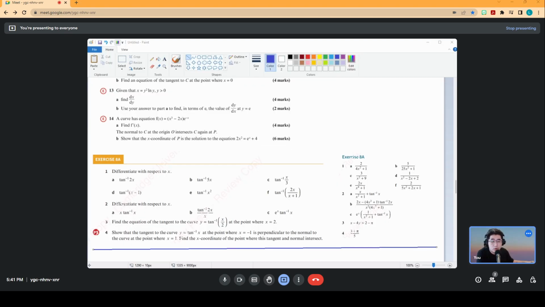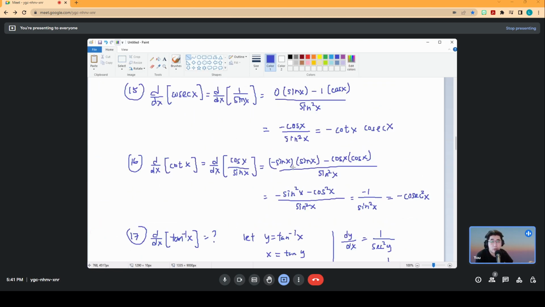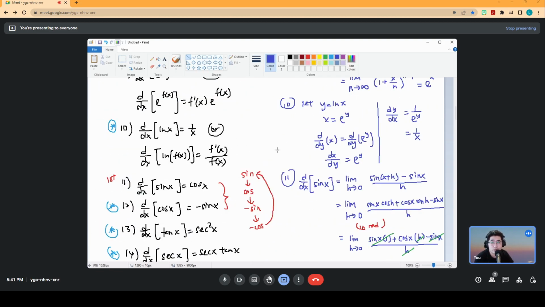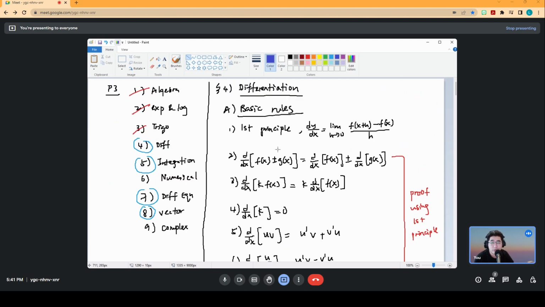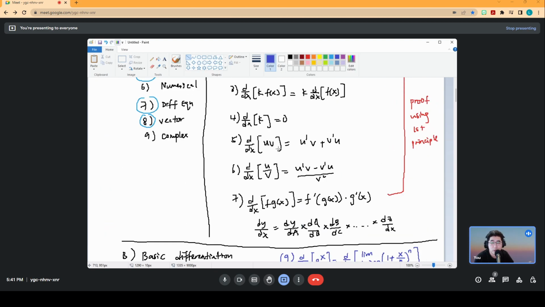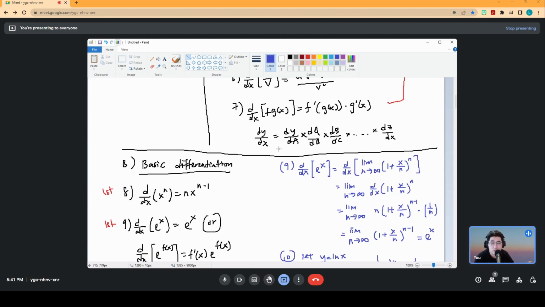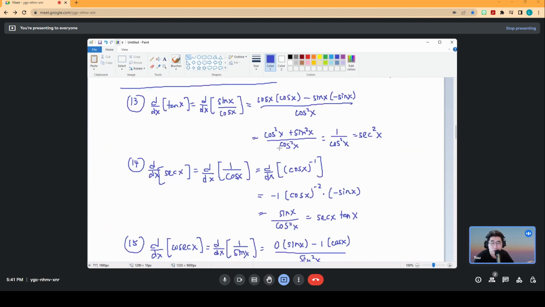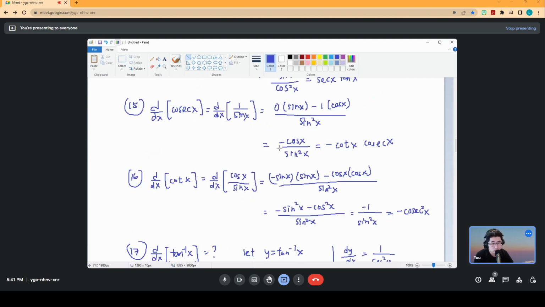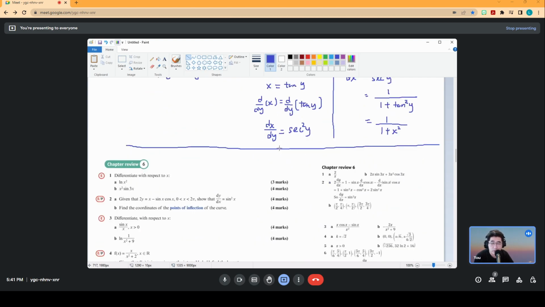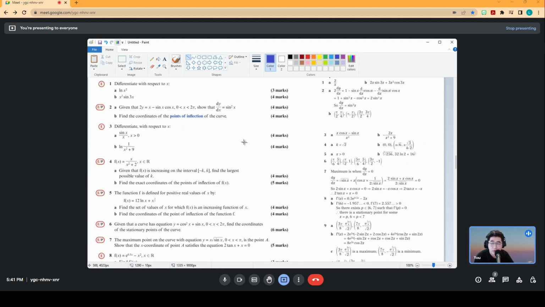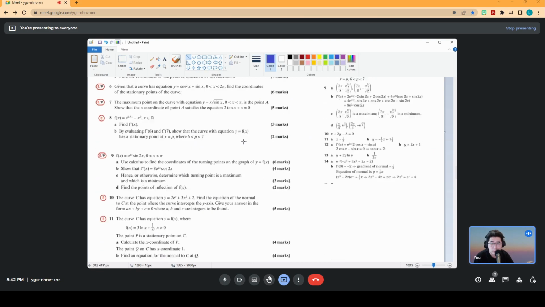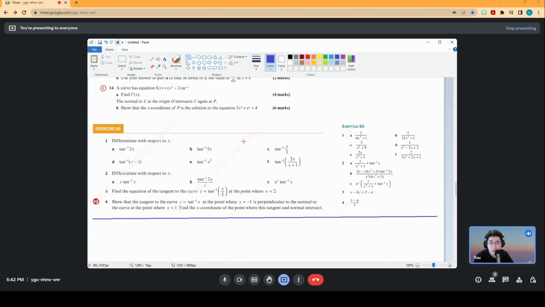From here, with all the different formulas that we have, we have section A, the basic rule, and section B, basic differentiation. You can copy these 17 rules into your list so that you can easily memorize them. Then the rest is all just application, how to apply the rule. You have the mixed questions and you have the questions for rule 17.